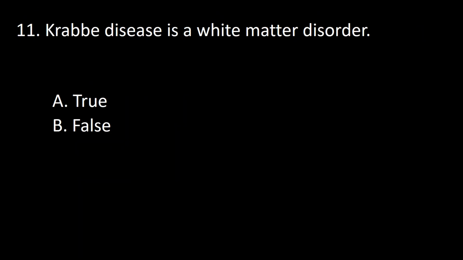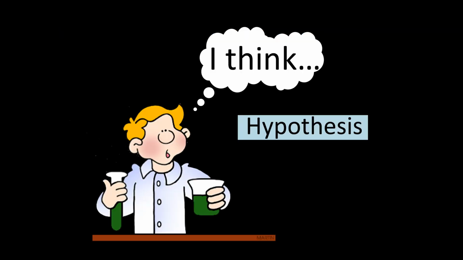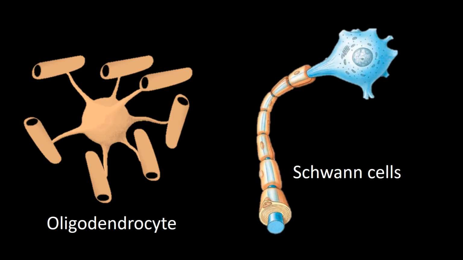Next question. Krabbe disease is a white matter disorder. A true, B false. The hypothesis that explains Krabbe disease goes as follows. Here I have represented an oligodendrocyte and a Schwann cell. Both make myelin. The oligodendrocyte in the central nervous system and the Schwann cell in the peripheral nervous system.